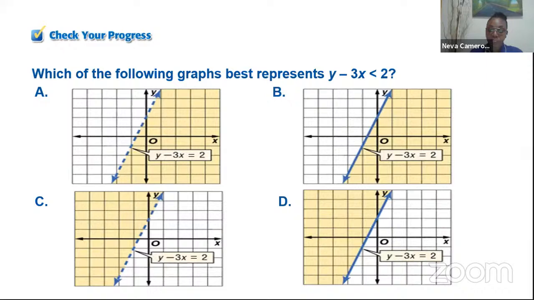If we're about to shade a region on the graph, let's make it as simple as possible. Where would I shade, and which line would represent y take 3x less than 2? I'm seeing persons saying C in the chat, and there seems to be some consensus around C. Somebody said the broken line. Why are we using the broken line here? We would have eliminated B and D. And I would like to know why we selected the broken line.